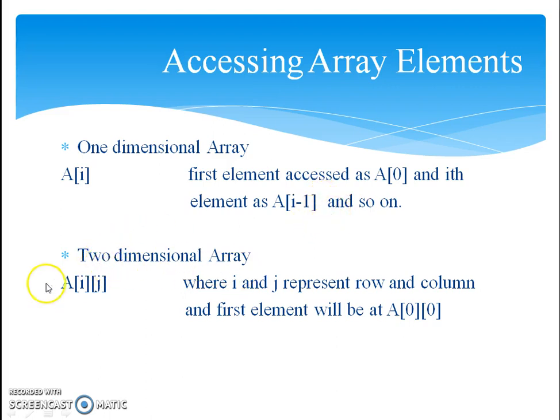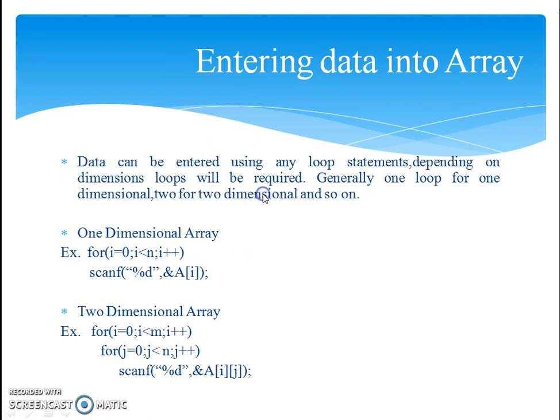In a two-dimensional array, we need to mention 2 dimensions or 2 subscript values, and the 2 control variables will be used for changing the values. Suppose i and j represent the row and column, then the first element will be at a[0][0] location, and if it is a square matrix, then an equal number of rows and columns will be there. Suppose it is n, then the last element will be at a[n minus 1][n minus 1].